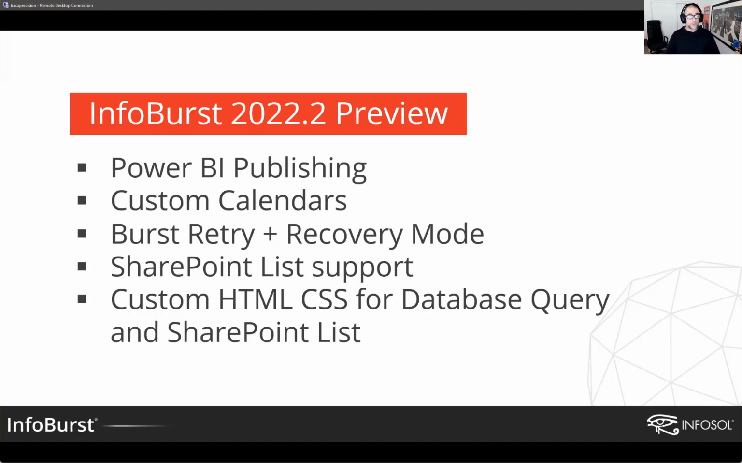Lots of users recently requesting support for SharePoint lists. So in 2022.2, you'll have the ability to do a few things with SharePoint lists. You'll be able to use a SharePoint list as a data source. So that means I have a SharePoint list and it contains my parameter values for my burst, or maybe it contains my email addresses for a delivery. So you'll be able to use it as a data source, but you'll also be able to publish and deliver your SharePoint list. So maybe you have a SharePoint list that you would like to publish in, let's say, HTML format or Excel format, and then deliver that to users. You'll be able to do that as well.